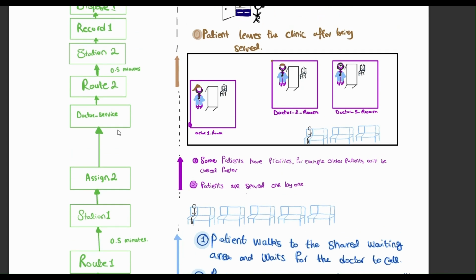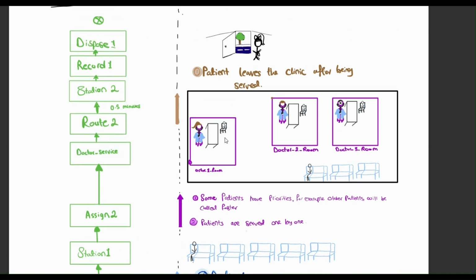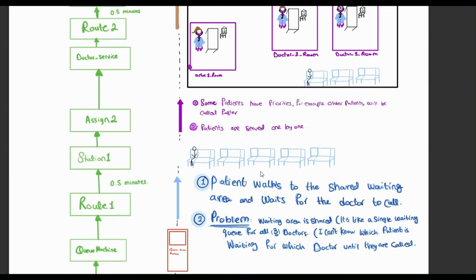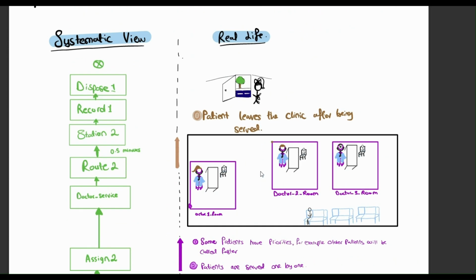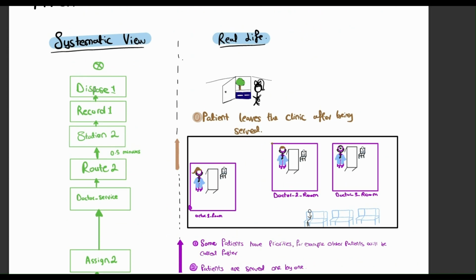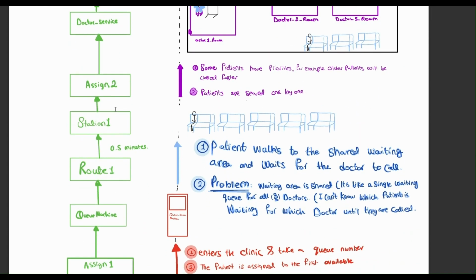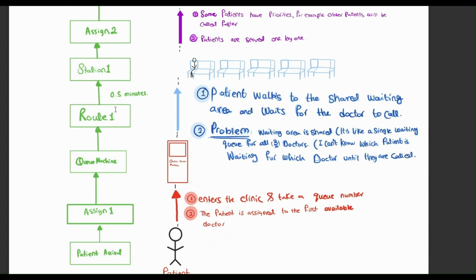And then the next process is doctor service, followed by a route. When they get their service, they go out, passing by the shared waiting area until they find the door, and dispose. The record module, record one, as I told you, I used to calculate how much time each patient was spending in the clinic.